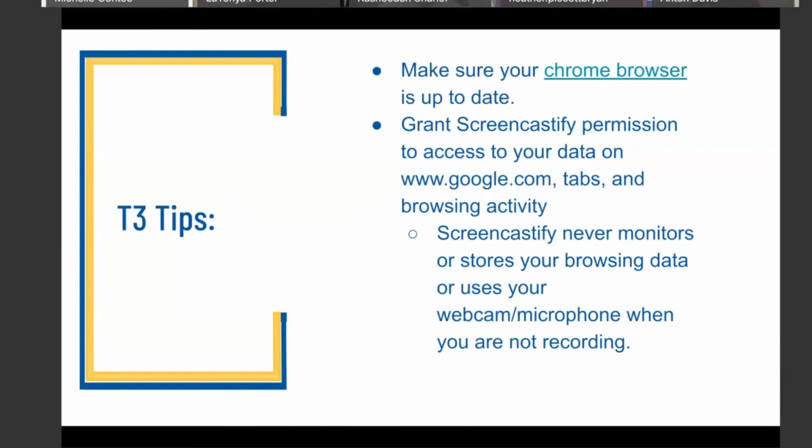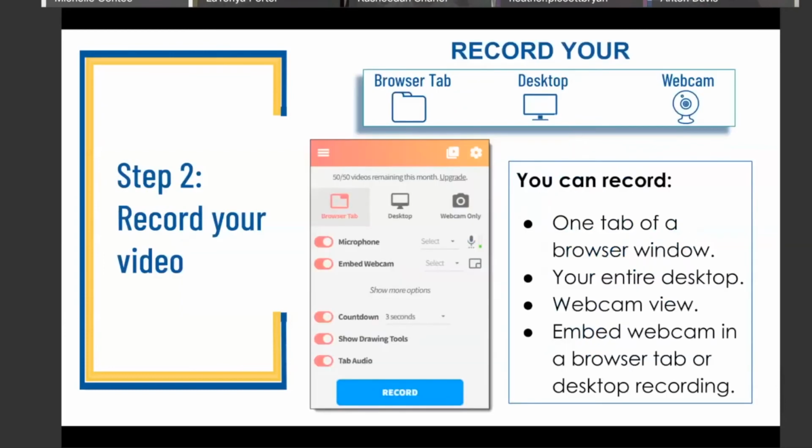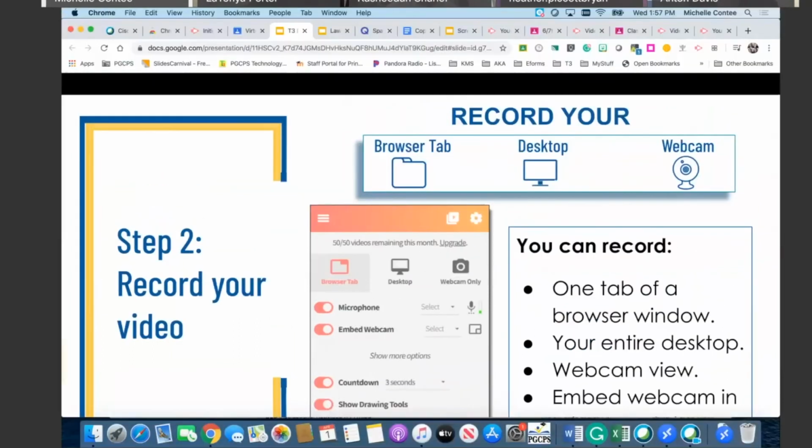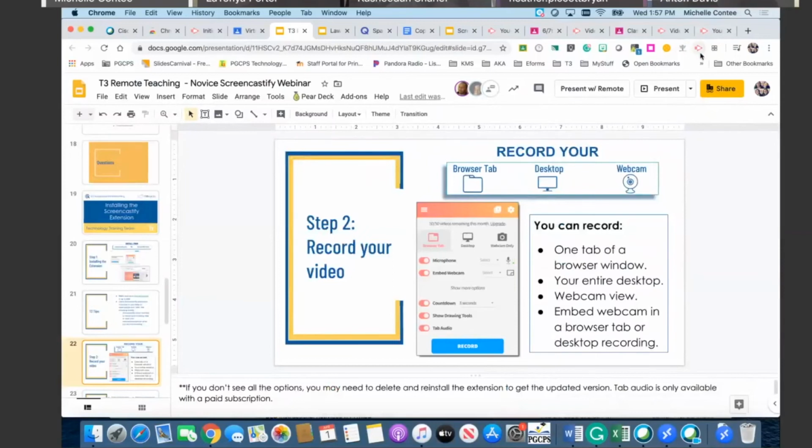Allow it so that you'll be able to get the full functionality of the application. It's going to ask to access your microphone and your webcam, so allow it. When you do download Screencastify, you're going to see the Screencastify logo appear on your Chrome browser. It's going to be an arrow with a little camera attached to it.